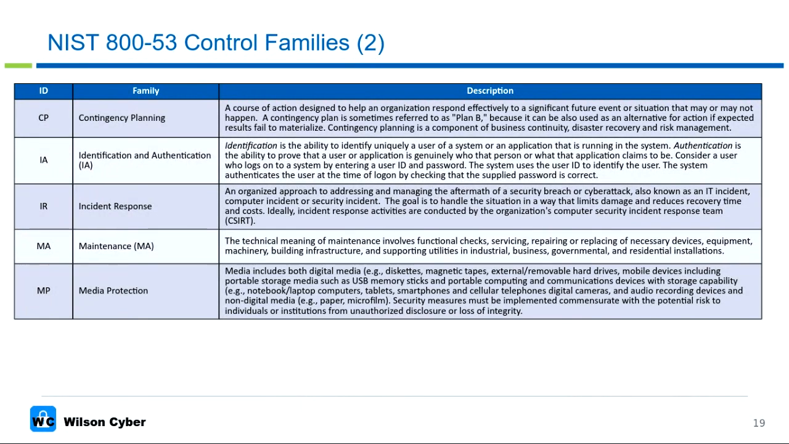Identification and authentication. Identification is the ability to identify uniquely a user of a system or an application that's running on the system. Authentication is the ability to prove that a user or an application is genuinely who that person or what that application claims to be. Consider a user who logs onto a system by entering a user ID and a password. The system uses the user ID to identify the user. The system authenticates the user at the time of login by checking that the supplied password is correct.